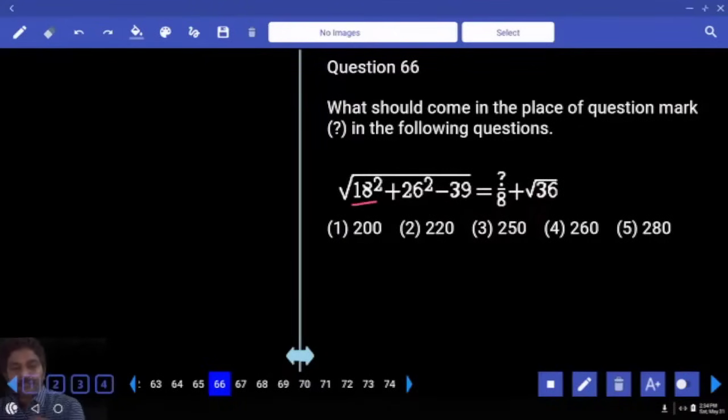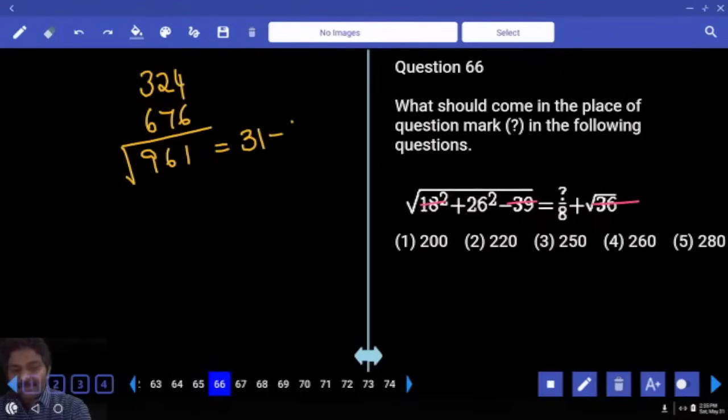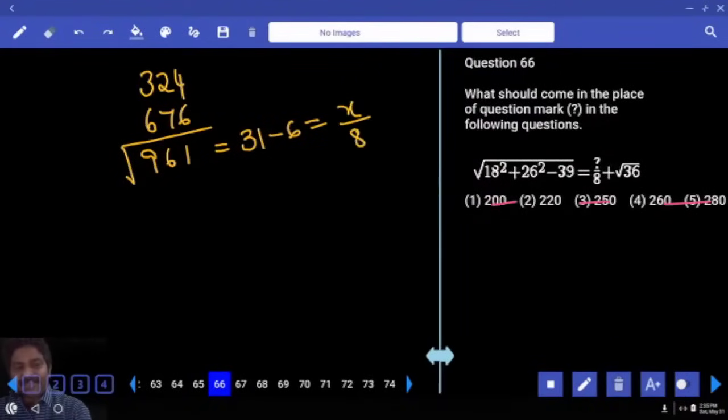18 square, 324. 26 square, sum of both the numbers is 1000. 1000 minus 39, 961. Under root of this 30. Right hand side, under root of 36. 6 comes to the left hand side, becomes minus 6, correct? And this value is equal to x divided by 8. How much is this number? 25. 8 times will be 200 only. 4 25s will give you, 8 25s will give you 200. Yes?